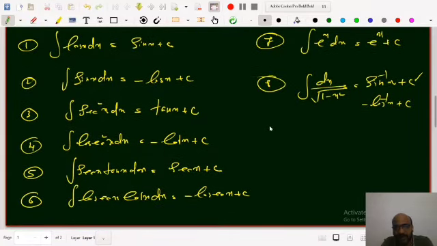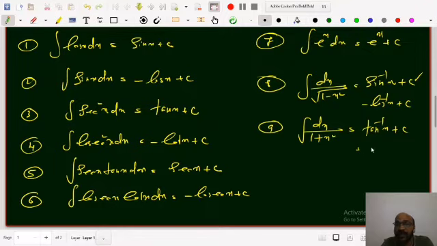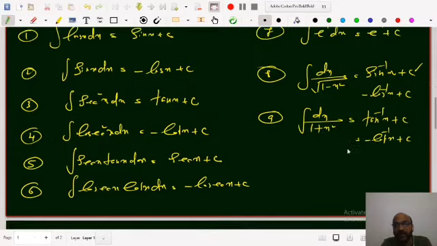Similarly, what is integration of dx by 1 plus x square? Derivative of tan inverse x is 1 by 1 plus x square. Therefore, integration of 1 by 1 plus x square equals tan inverse of x plus c, or minus cot inverse of x plus c, because derivative of cot inverse x is minus 1 by 1 plus x square. Therefore, derivative of minus cot inverse x is 1 by 1 plus x square.